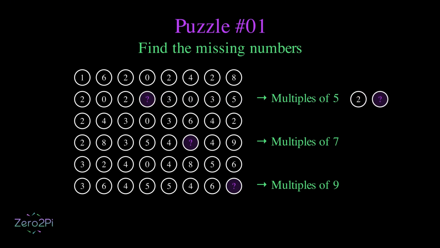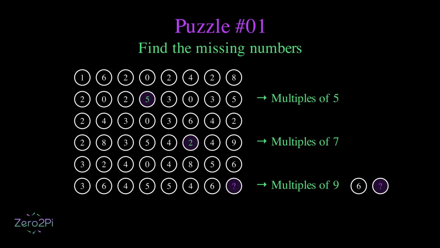For the first missing number, since the second row seems to be a multiple of 5, and the number starts with a 2, the only multiple of 5 in the 20s is 25. So the first missing number has to be 5. For the second missing number, the numbers here are multiples of 7. We have a number that starts with a 4. The multiples of 7 in the 40s are 42 and 49. We can see 49 is already in this row, so our missing number must be a 2 to make 42.